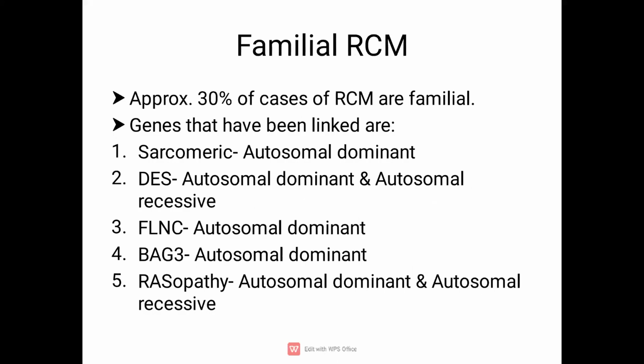Now, when we look at familial restrictive cardiomyopathy, 30% of the cases of restrictive cardiomyopathy are said to be familial. Some of the genes that have been linked to this are: one, the sarcomeric genes, with autosomal dominant inheritance. We have DES, that's desmin, which is both autosomal dominant and autosomal recessive. Then FLNC, filamin, autosomal dominant. And BAG3, autosomal dominant. And then the RASopathies, which are linked with some syndromes, like Noonan syndrome and Legius syndrome. Those have either autosomal dominant or autosomal recessive inheritance.